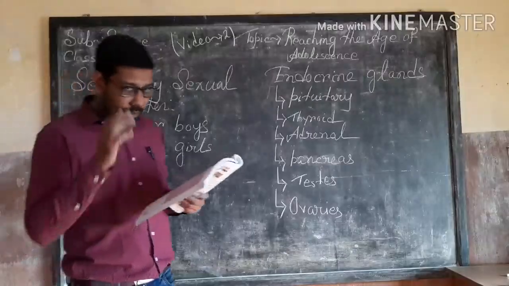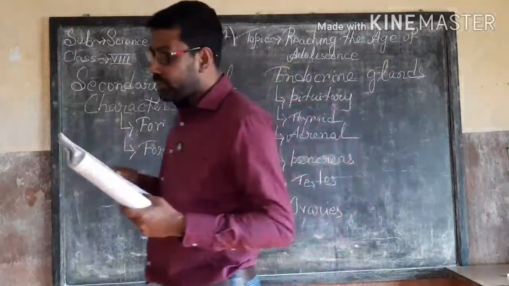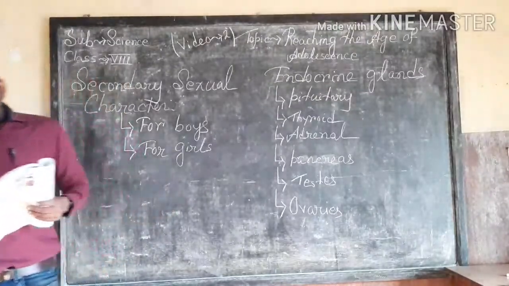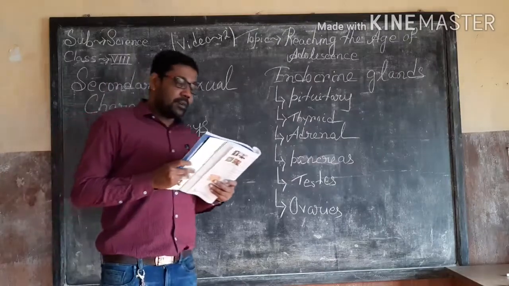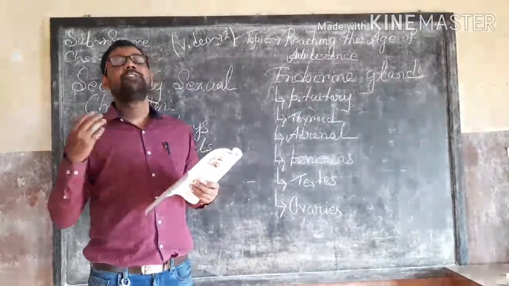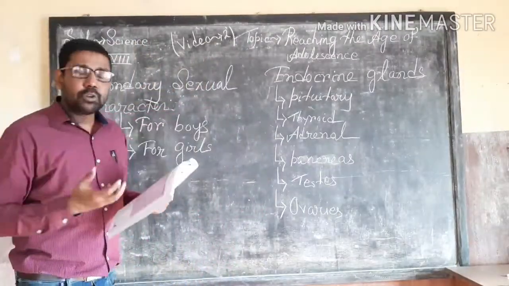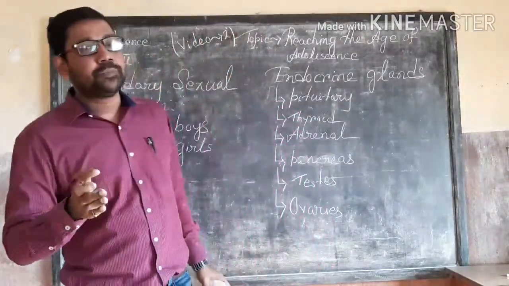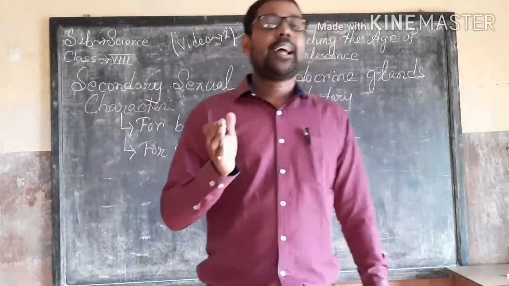So the functions of the pituitary gland: the first is to stimulate the thyroid for thyroxine production. Second is to control the normal growth, and the third is to control the activities of the other endocrine glands, and that's the reason this pituitary gland is also called the master gland.